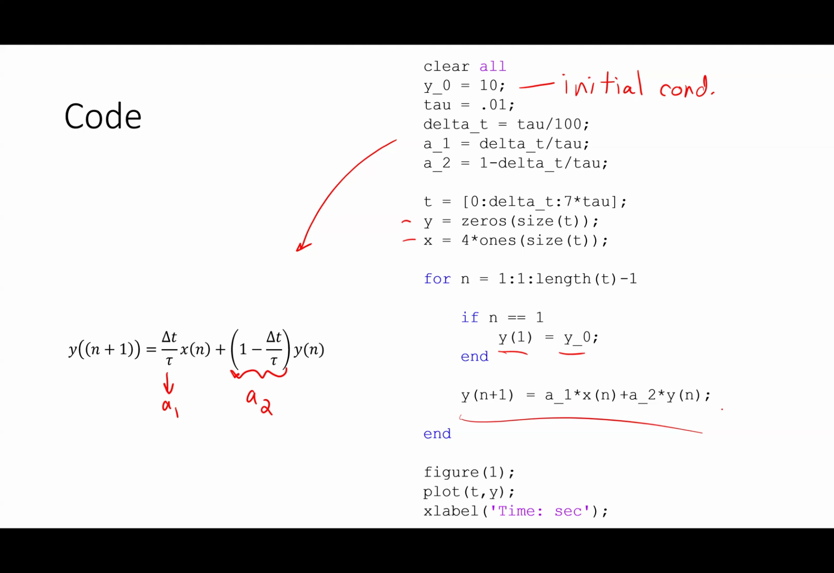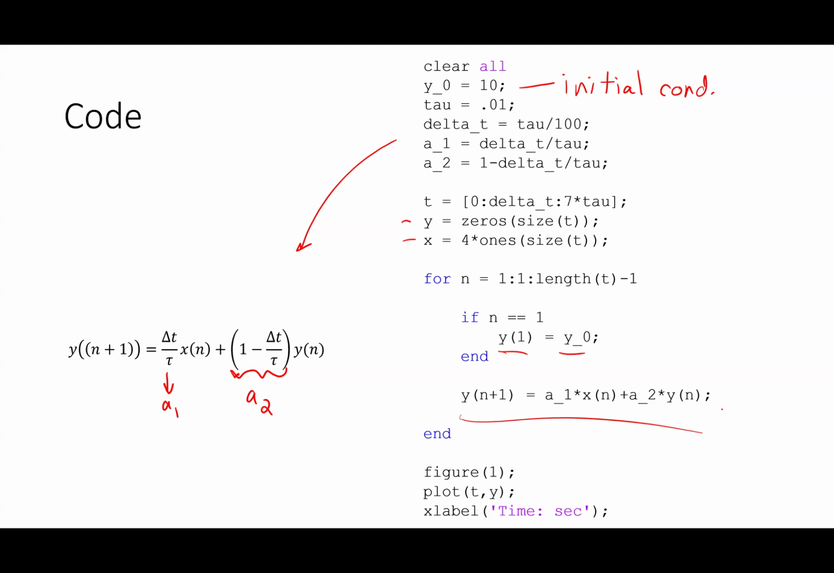So what's going to happen with this vector? Initially, y is a vector of zeros. The first time I go through the for loop, n equals 1. What happens when n equals 1? y of 1 is the initial condition. The first entry becomes equal to 10. It executes that, then it gets to here. What does it do once it gets here? It solves for y of 2 using y of 1 and x of 1.